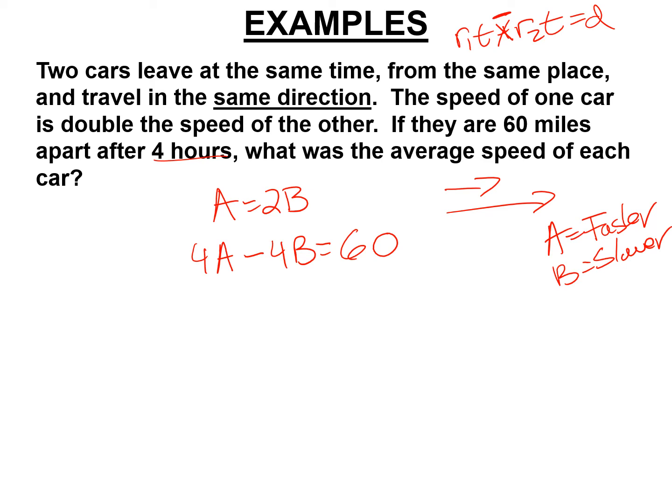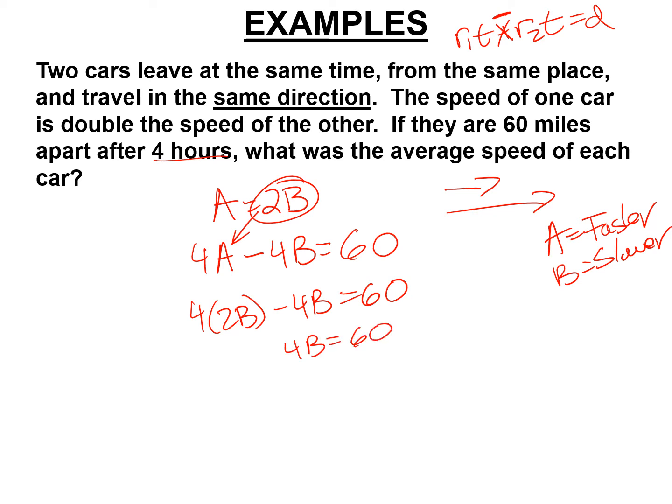Okay, so let's do a little substitution. This 2B is equal to A, so we're just going to put that there. And if you don't do this correctly, you'll get negatives or weird answers. So you get 8B minus 4B, which is 4B again. 4B equals 60. Divide by 4. B equals 4 goes into 60, 15. So B is going 15 miles per hour. A is going twice that, 30 miles per hour.